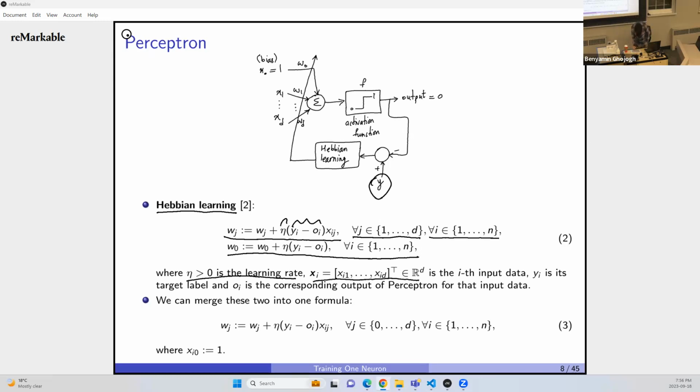And I have xi, as I said, the input data. Yi is its label, right? So I have y1 to yn, and yi is a scalar here. Oi is the corresponding output of the perceptron for that input data. And as I said, if you consider xi0 to be 1, then you can combine these two equations into one thing.